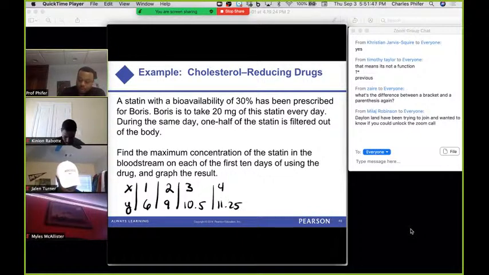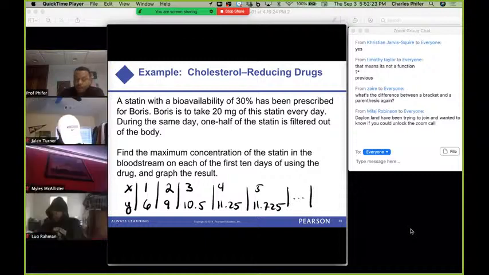And then day 5, I don't know, let me see. I can't think of this one. Half of 11.25 is 5.625, I think. Plus 6 is 11.625. That doesn't sound right. Maybe 11.625. It seems like it's leveling off, like it's reaching a critical number. But we would keep going until we get to day 10. Right? Let's look at it.